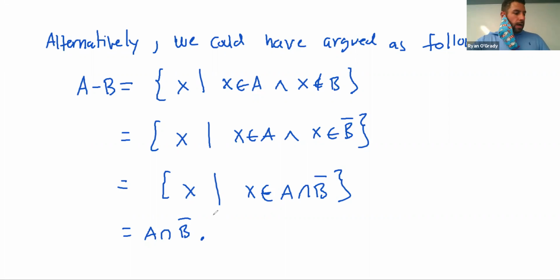So you might ask, why present two proofs? Or you might say, which one should I use? Well, it doesn't matter. It turns out that in some situations, arguing using what we call set builder notation like this is the way to go. Other times it's not. Other times you might want to argue the way we did the first time around.